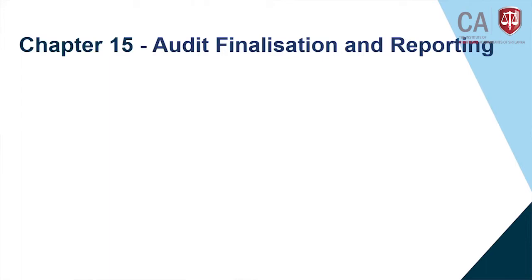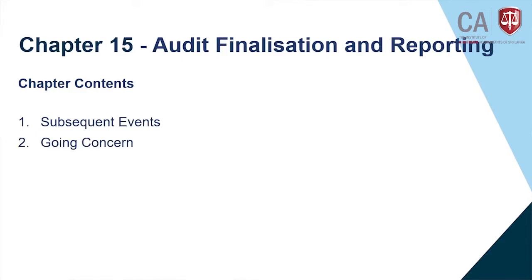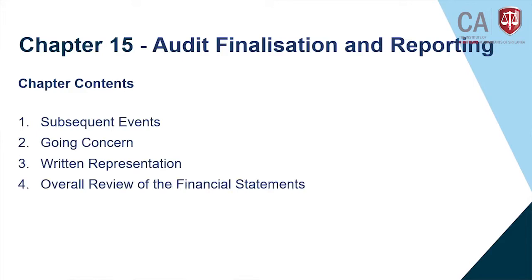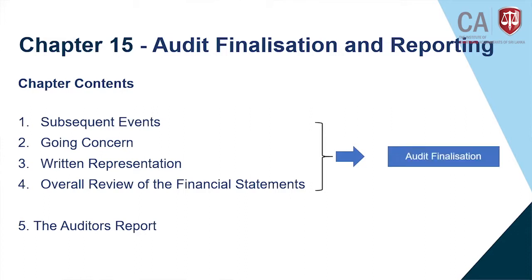If you look at this chapter 15, audit finalization and reporting has basically 5 areas. Number 1, subsequent event, going concern, written representation, overall review of the financial statements at the last stage of the auditing flow, and the auditor's report is another important area. If you divide this into the auditing flow, which I explained during the previous webinars, the first 4 areas, subsequent event, going concern, written representation and overall review of the financial statements, come under audit finalization, right? And the auditor's report is the last step in the auditing flow, that is audit reporting. So this webinar will have a part A and B.